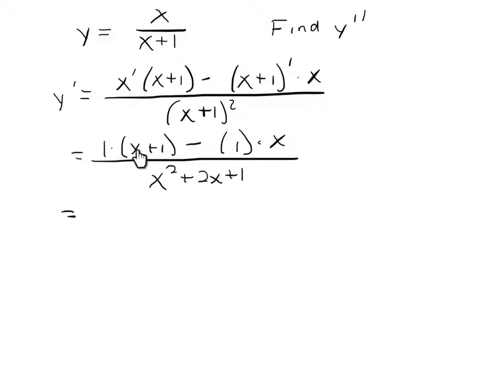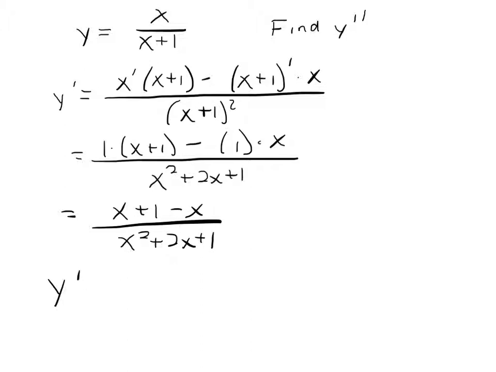Distributing the 1 here to the x and the 1, and distributing this 1 times this x, which is not really distributing, it's just multiplying, pardon me. And then if we combine like terms, x minus x cancels, therefore the first derivative is 1 over x squared plus 2x plus 1. Now we need to find the second derivative of that. That's what the directions ask for.